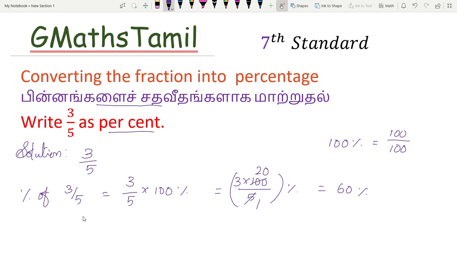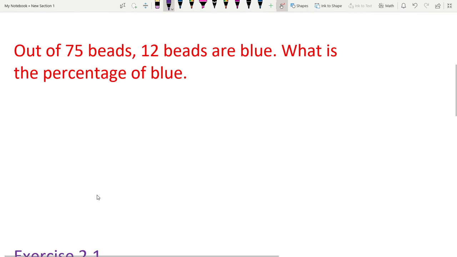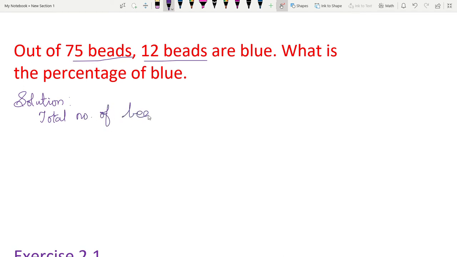Is it clear? Come, we can move to the next question. Here we have another question. Out of 75 beads, 12 beads are blue. What is the percentage of blue beads? We have to find it. How to do? First, we have to take the total number of beads. What's the total number of beads? Total number of beads is equal to 75, isn't it?